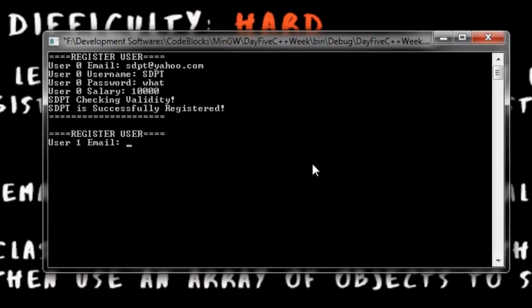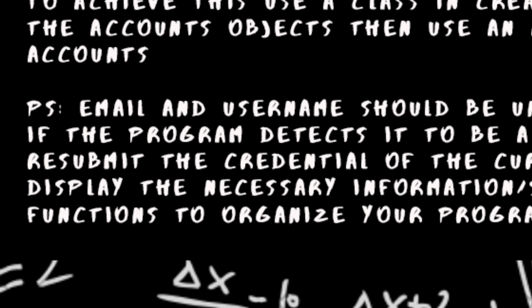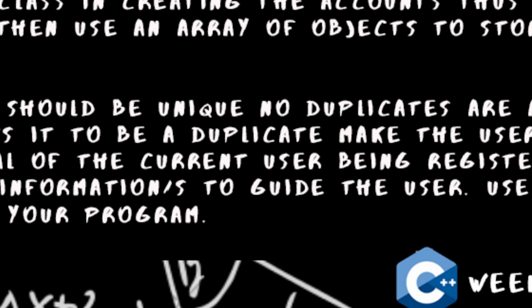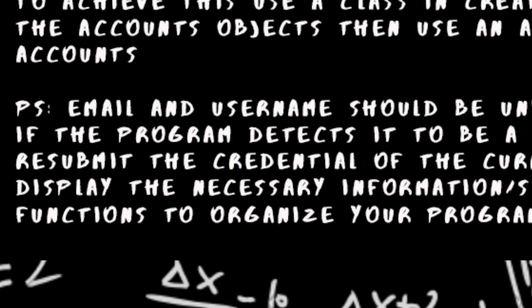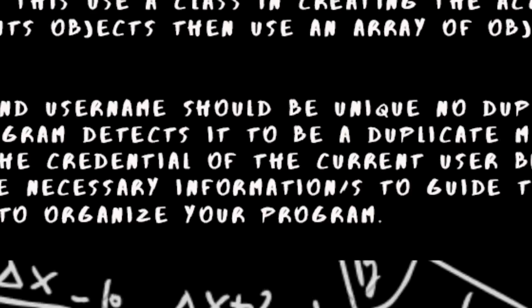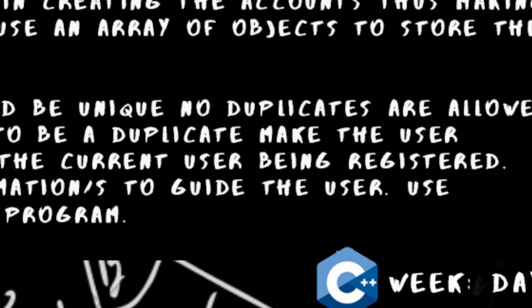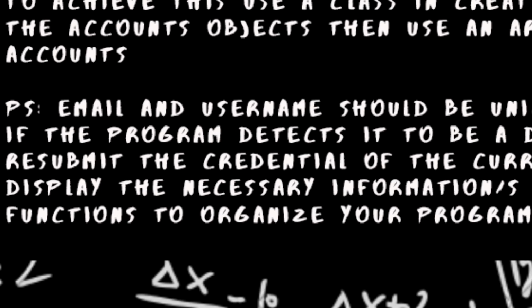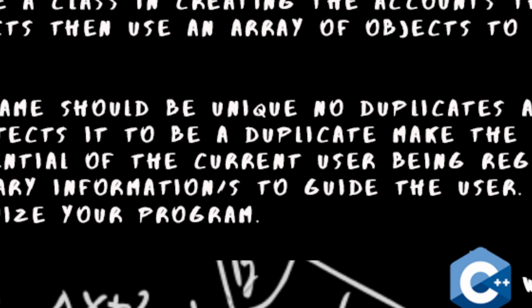Next is user 1's email. So, pangalawang user na yung i-register natin. Ilan ulit nilagay natin? 3. So, dapat hanggang user 2 lang yan. So, eto guys. So, nakalagay dito, PS, email, and username should be unique. No duplicates are allowed. If the program detects it to be a duplicate, make the user submit the credentials of the current user being registered. Display the necessary information to guide the user.